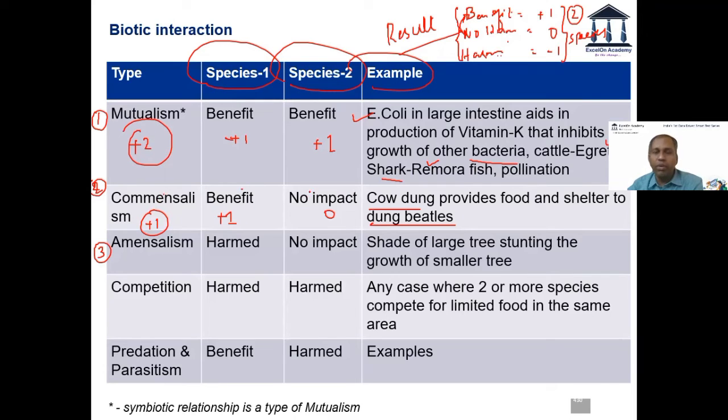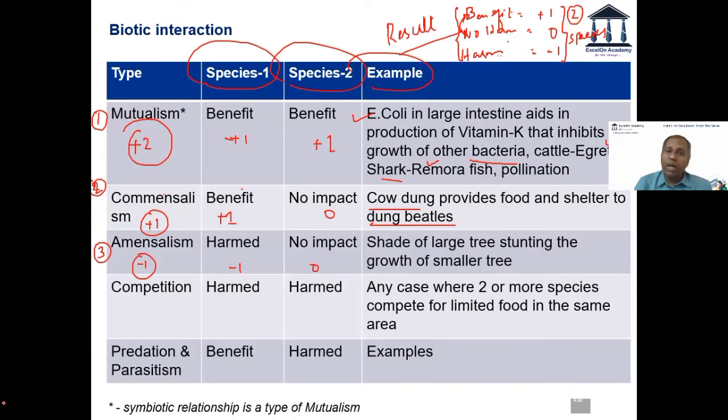Commensalism means benefit, no impact. Commensalism is plus 1 and no impact. Amensalism is minus 1 and no impact. So the next score is minus 1. One species is harmed and the other has no impact.